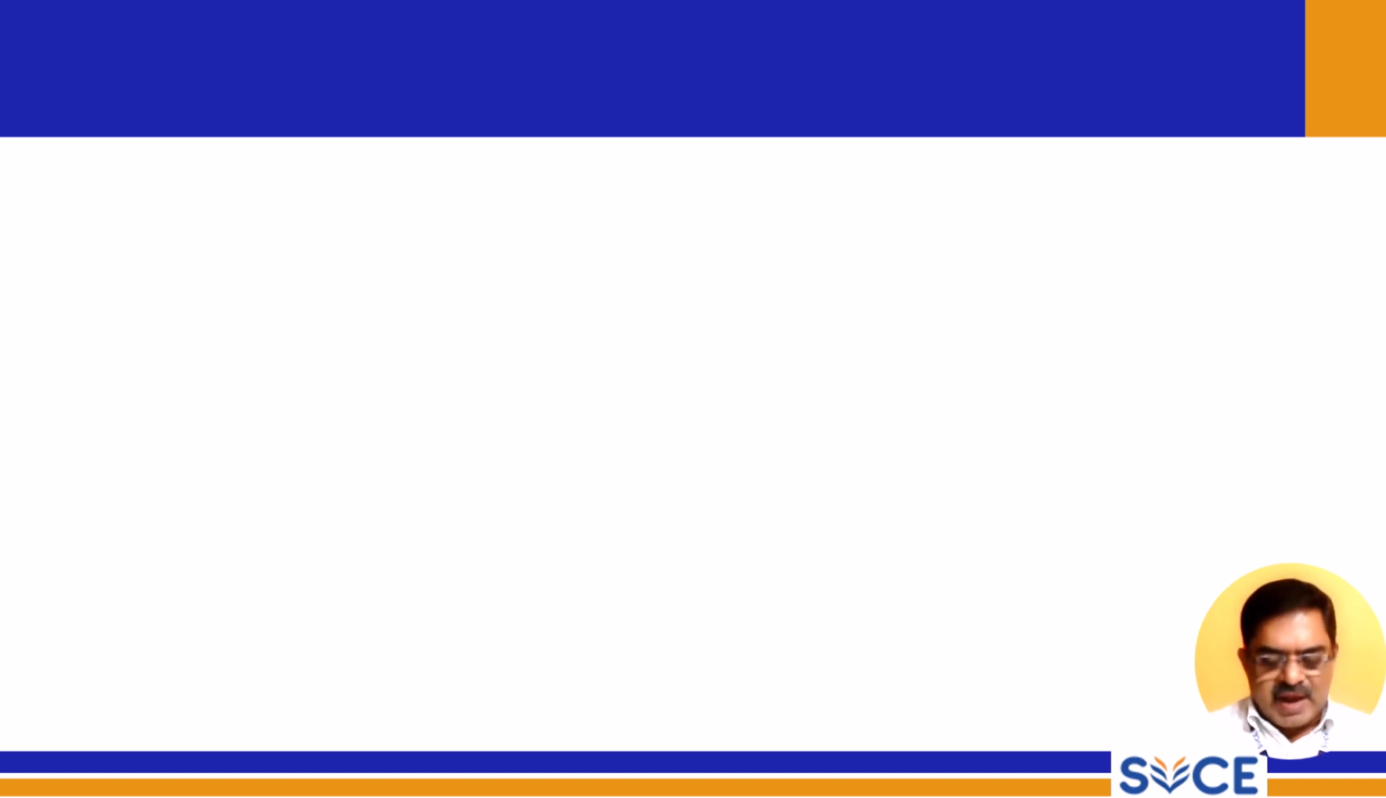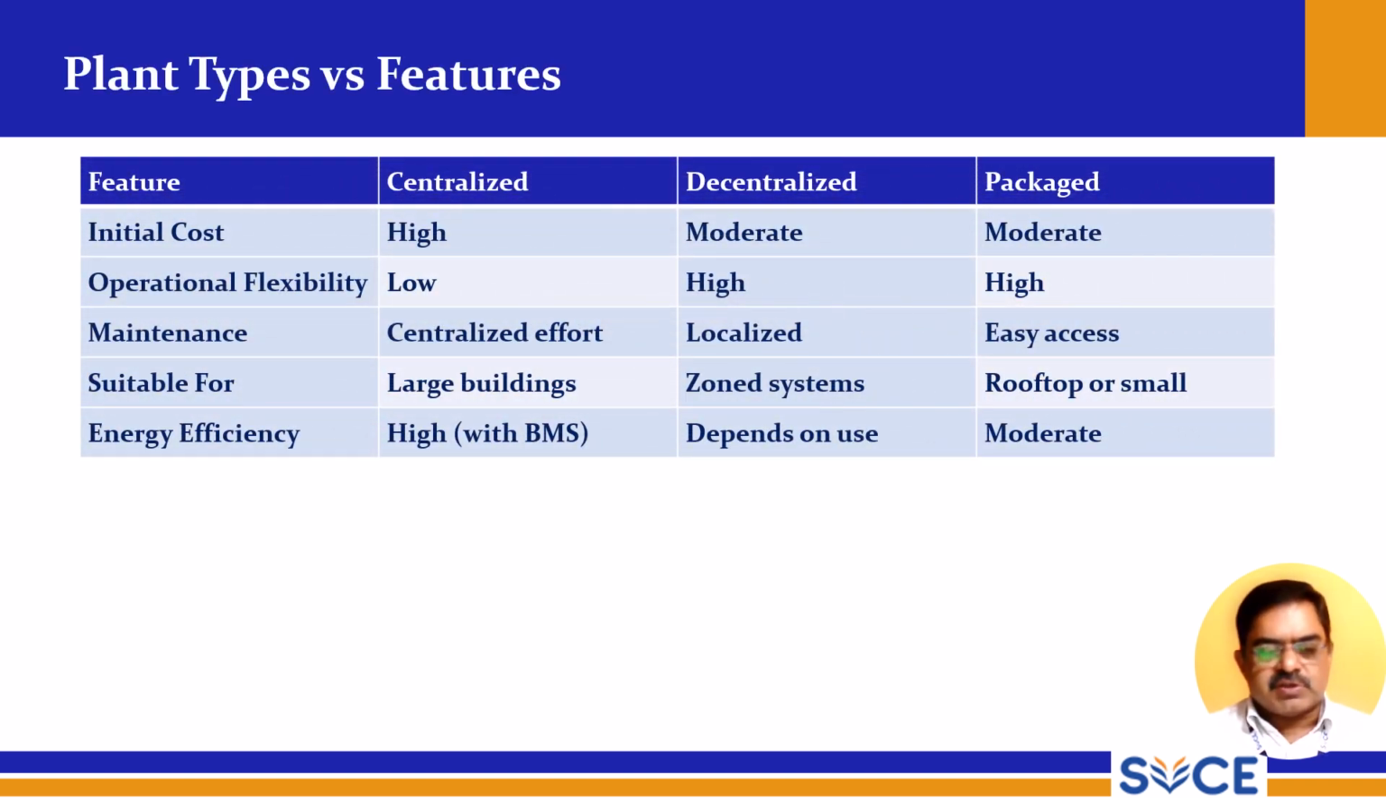Then we have plant layout versus features. We compare centralized, decentralized, and packaged. Initial cost is high, moderate and moderate. Operational flexibility is low, high, and high. Maintenance is a centralized effort, localized, easy access. Suitable for large buildings, zoned systems, rooftop or small. Energy efficiency is high with the BMS, building management system, depends on use, and moderate in the case of the packaged type of layout. So this is a comparison chart in terms of features.